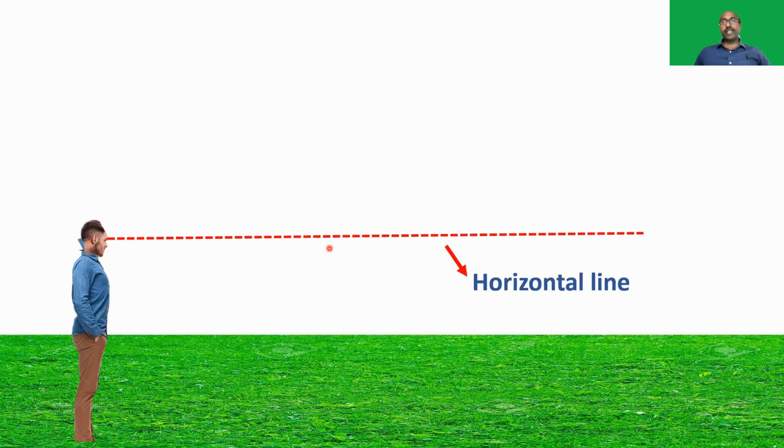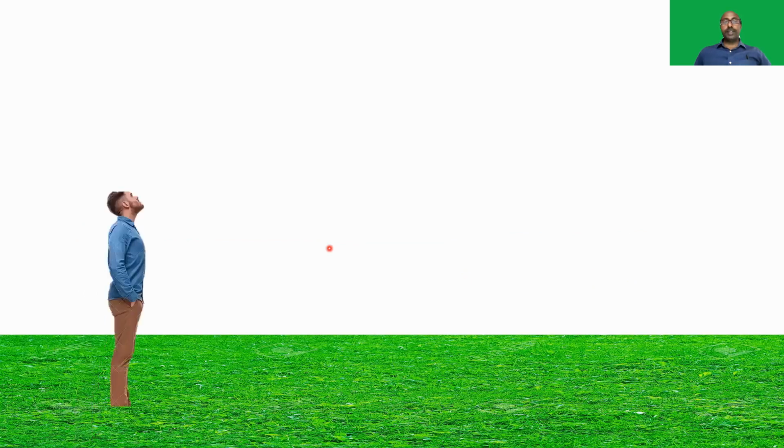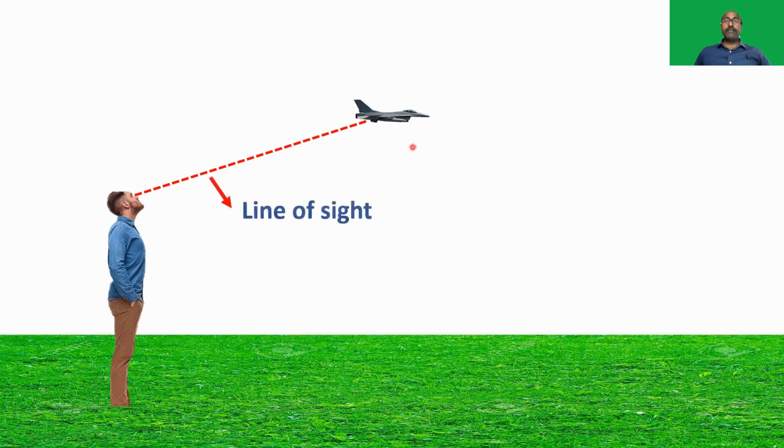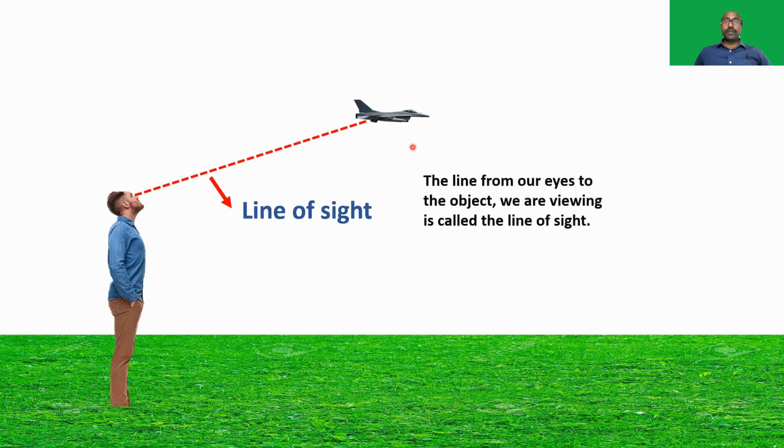Next, line of sight. What is line of sight? Now the person is looking at something. What is he looking at? He is looking at a flight which is flying in the sky. Now the line joining the person's eye to the object, that is the flight, is called line of sight. We can define the line of sight as the line from our eyes to the object we are viewing.